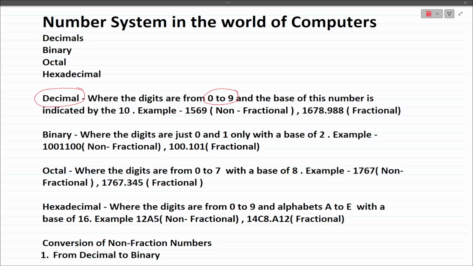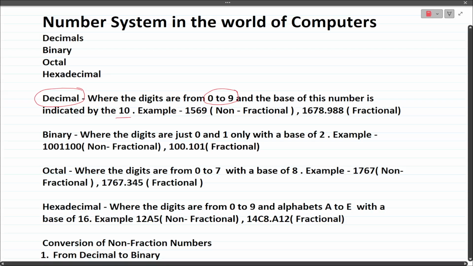And the base is also very important. These two, the number of digits and the base, both are very important whenever we are representing any of our number systems. So here, as you can see, when the digits will be 0 to 9 and when the base will be indicated by 10, I will be considering those type of numbers as my decimal numbers.